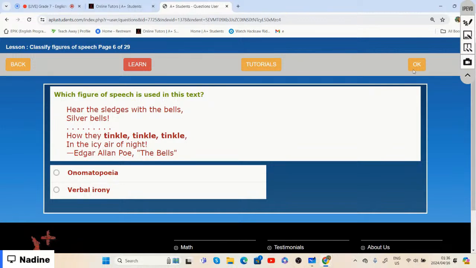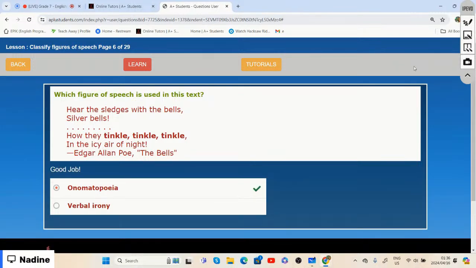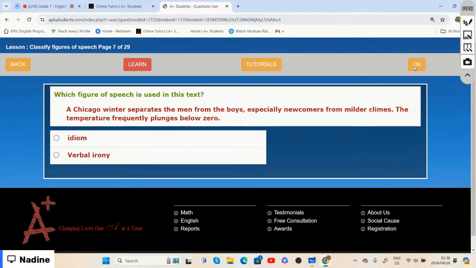All right, and if we choose the correct figure of speech, then we can say it's an onomatopoeia. It's to do with the sound. It tells us that the sledges go tickle, tickle, tickle.